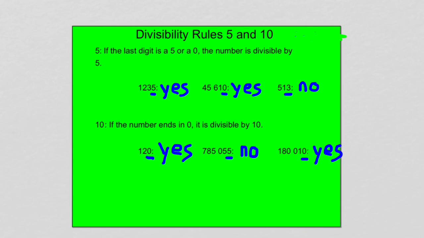So those are the divisibility rules for 1, 2, 5, and 10. In another video, I'm going to show you the divisibility rules for 4 and 8.